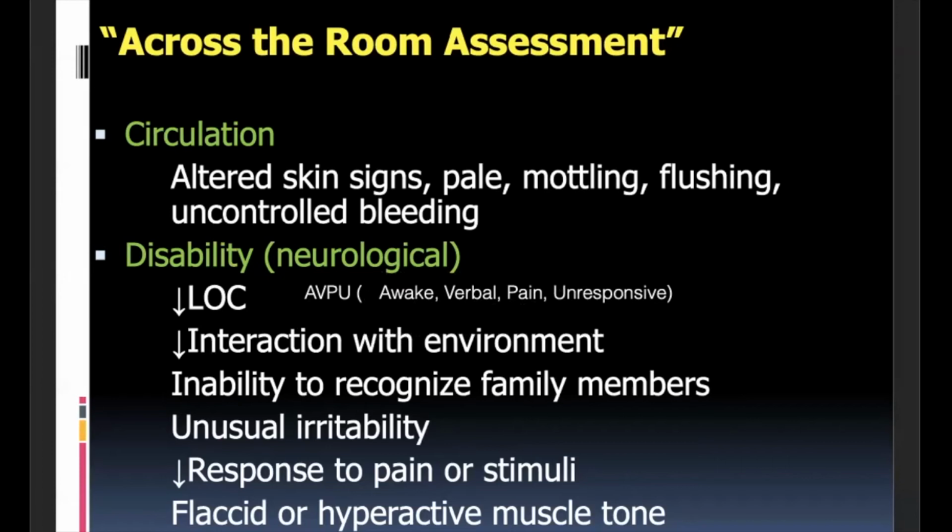So what we're going to do here in the AVPU assessment: the patient is awake. Verbal is whether the patient responds to a verbal stimulus if you're talking with the client. In terms of pain, the patient responds to any pain stimulus. And unresponsive means the patient is unresponsive to any stimulus. So most likely on this kind of assessment, we can check the level of consciousness of our clients.